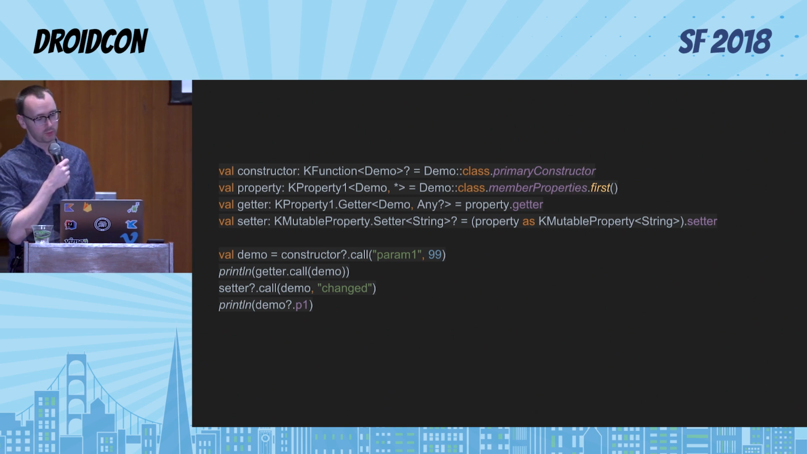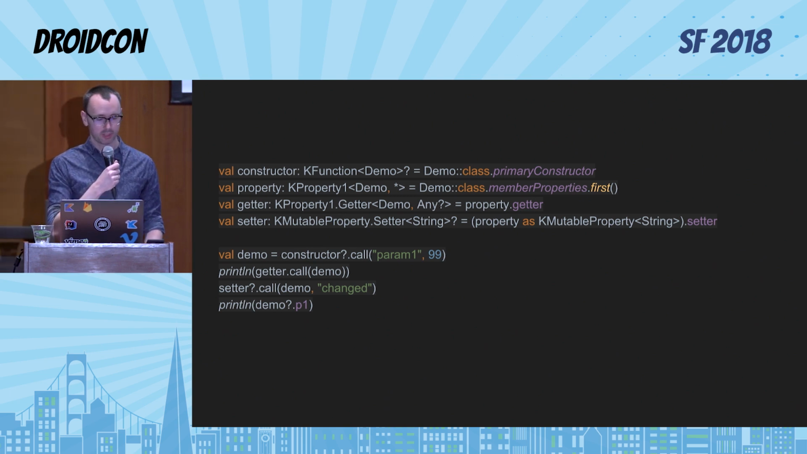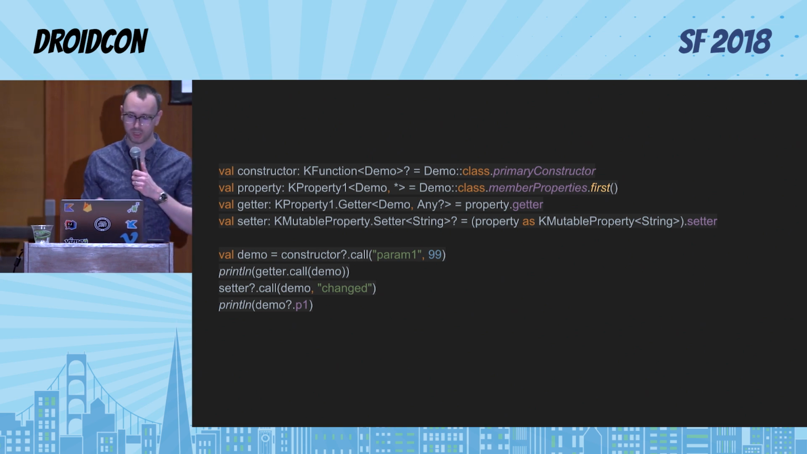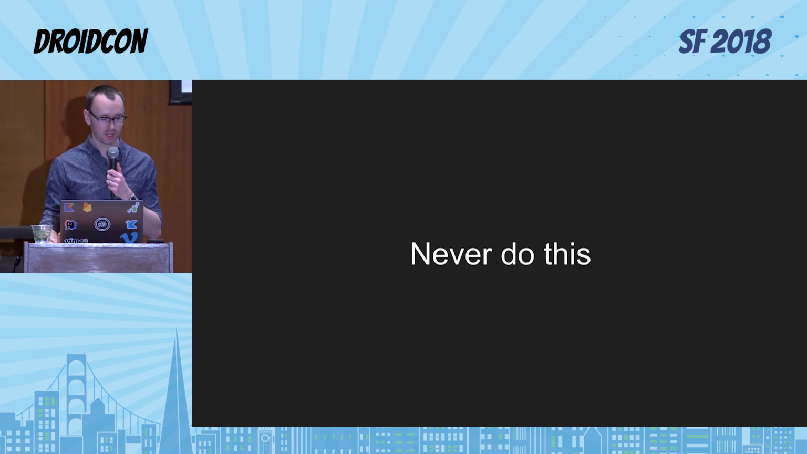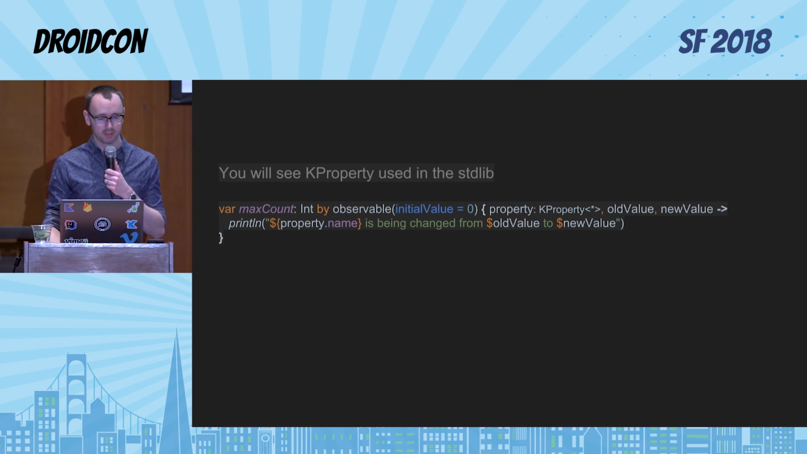And then in code, you could call the constructor reflectively. You could call the getter reflectively. You could call the setter reflectively. And then if you were to print out this P1 value afterwards, it would be what you've changed it to. So it goes without saying, do not do that. You will see some reflection stuff actually in the standard library, though.